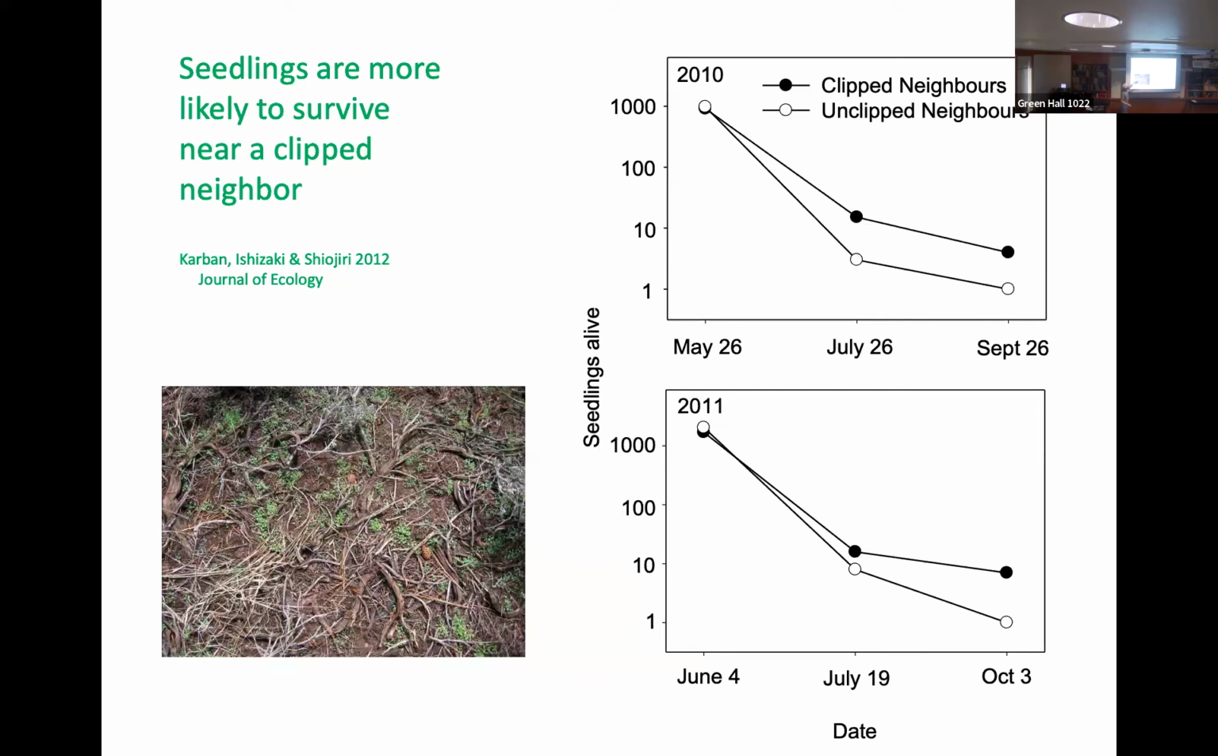And what we found in both of these years is that the vast majority of the seedlings died over their first summer, but survival was about an order of magnitude better when those seedlings were next to adults that we had experimentally clipped. So maybe this sort of eavesdropping is associated with increased survival for seedlings.